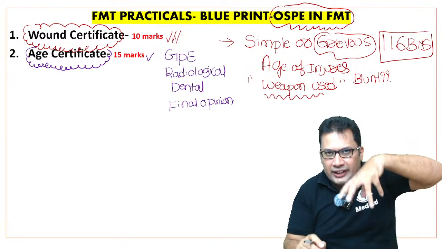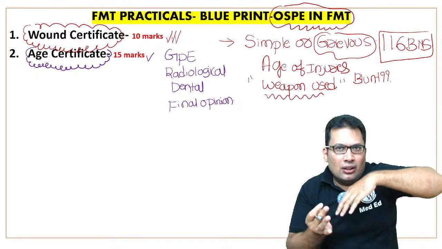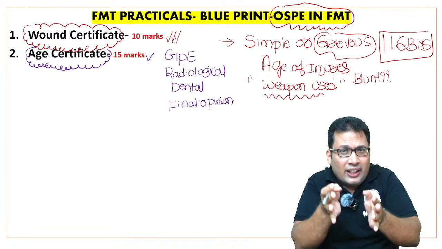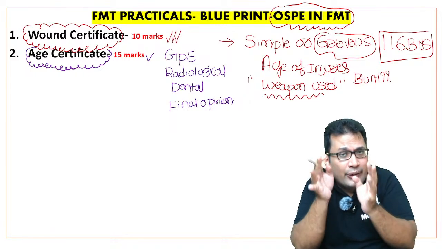The lower end of radius fuses with the epiphysis, it becomes a single bone. So, what is the age of fusion of lower end of radius?